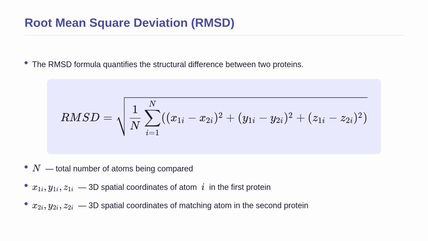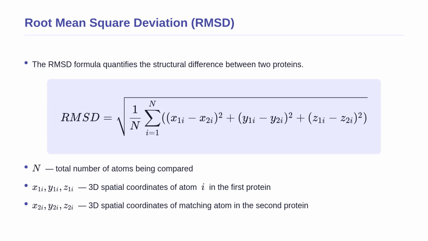N represents the total number of atoms we are comparing. The variables x1i, y1i, and z1i are the three-dimensional spatial coordinates of a specific atom in the first protein. The variables x2i, y2i, and z2i are the coordinates of the matching atom in the second protein.